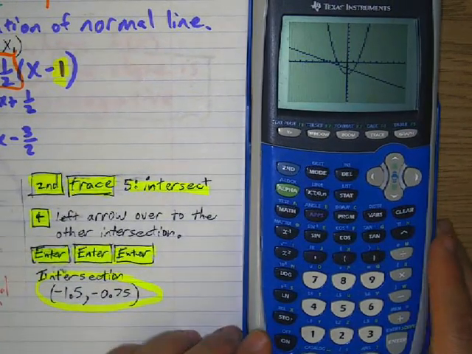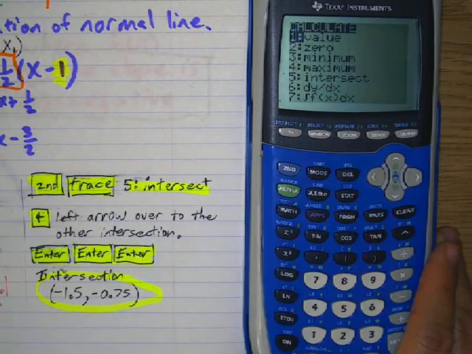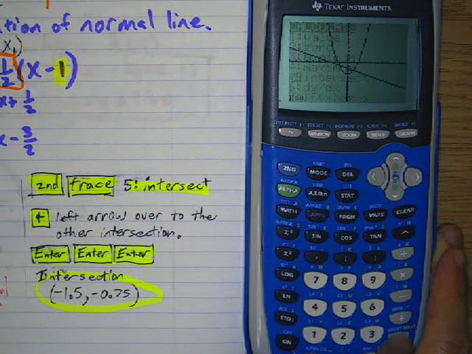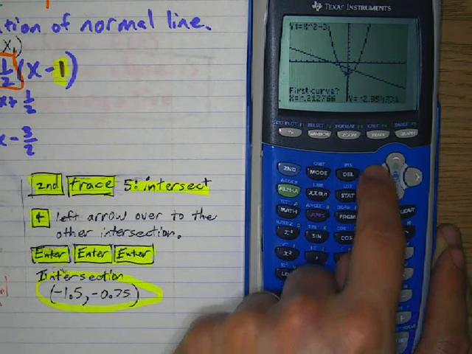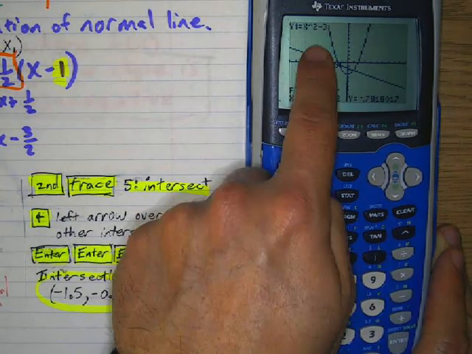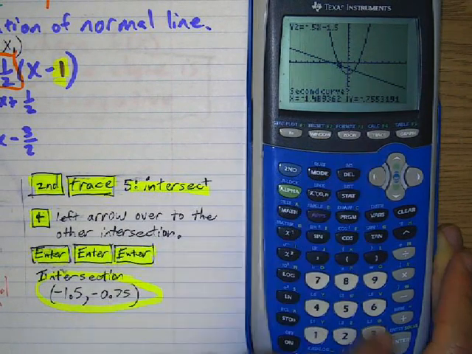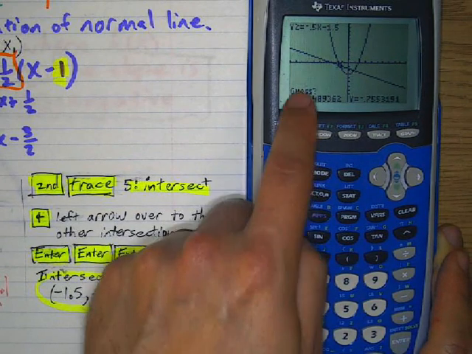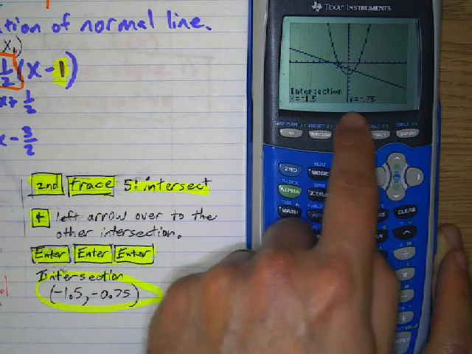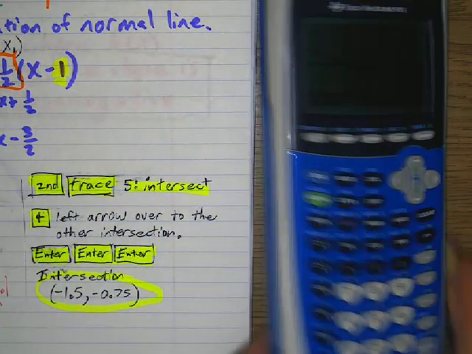Okay, that's good. So second trace, and I'm going to arrow down to 5 where it says intersect, hit enter, and now I need to arrow over to there. Then it says first curve, it's got that equation, I hit enter. It says second curve, it's got the equation of the straight line, I hit enter. It says guess, you just hit enter, and now there's my intersection, negative 1, comma, negative 7.75. And that should help you with tonight's homework.